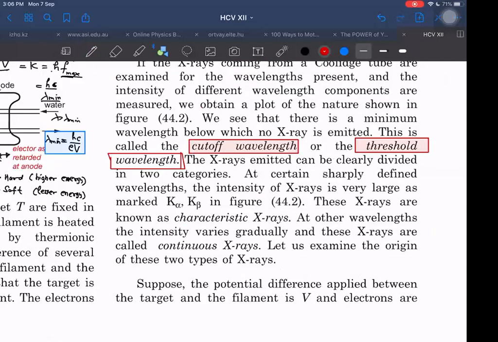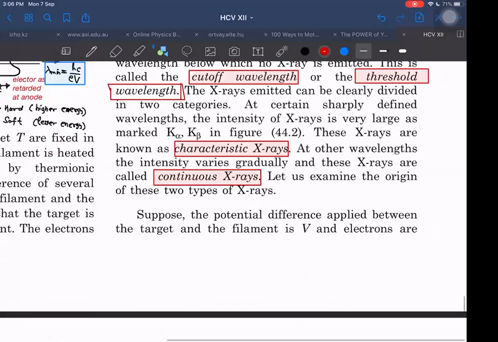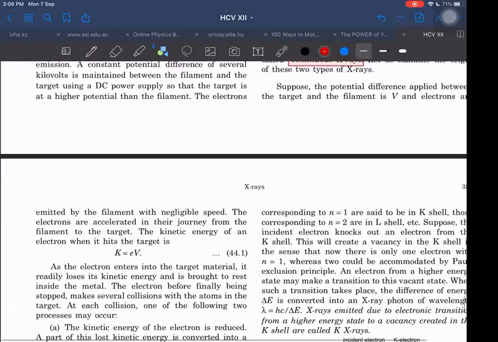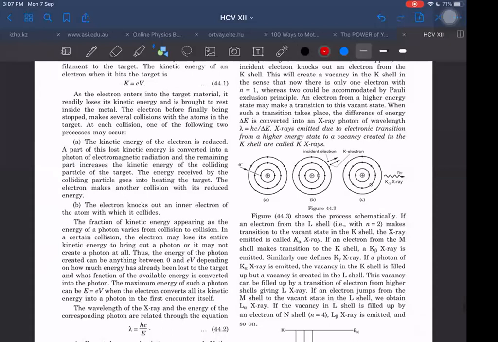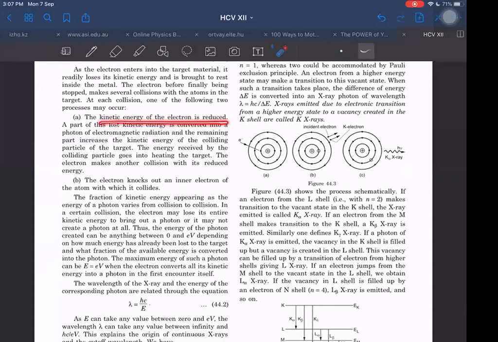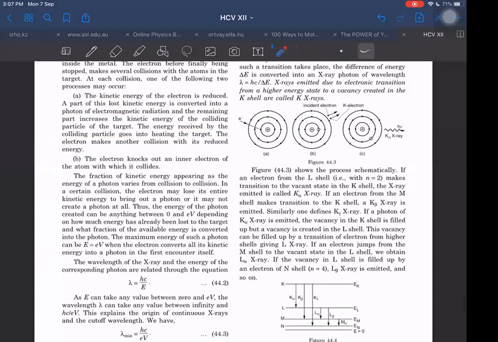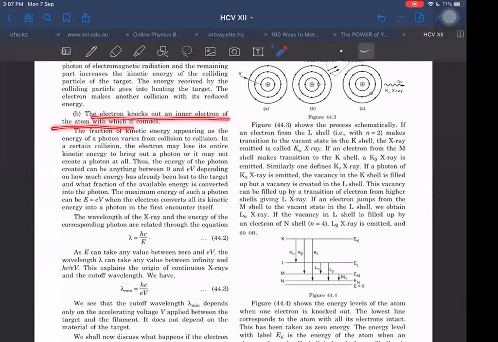Two types of X-rays: characteristic X-rays and continuous X-rays. The kinetic energy of the electrons is reduced as a part of the total loss. Kinetic energy is converted into a photon, and the energy received by the colliding particles is converted into heat energy. The electron knocks out the inner electron of the atom with which it collides. The fraction of kinetic energy appearing as the energy of the photon varies from collision to collision.